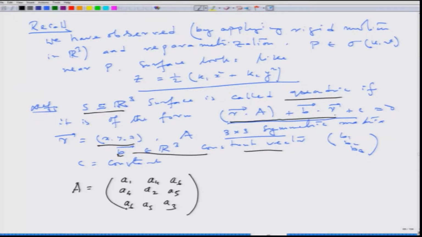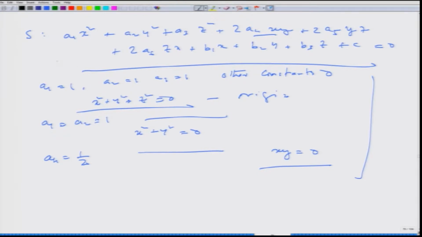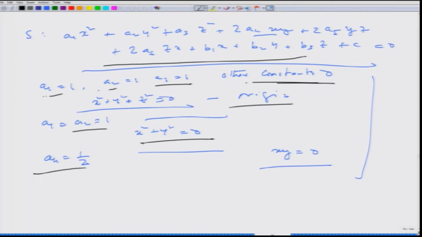Such a thing is a quadratic surface, and if I expand this in terms of this matrix A, R and B and C, then I get an equation like this. And we have noted that it may not always be a surface, because in particular cases, when A1, A2, A3 are 1 and the other constants are 0, this becomes x square plus y square plus z square equal to 0, which is the origin. Similarly, it can be a circle, it can be a pair of straight lines.